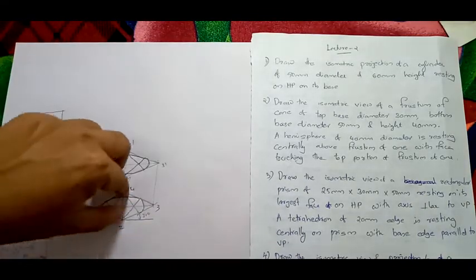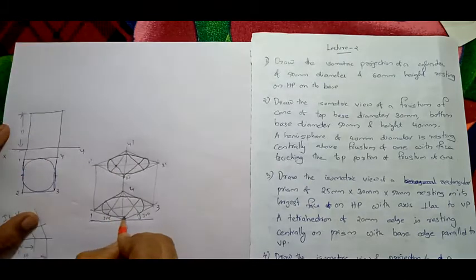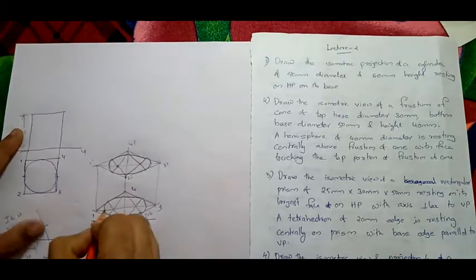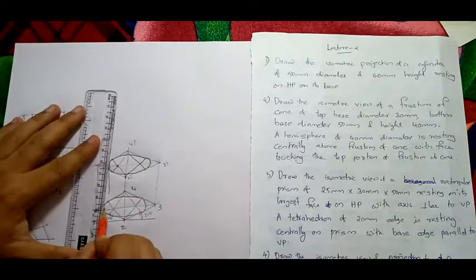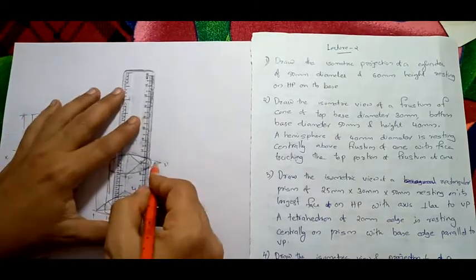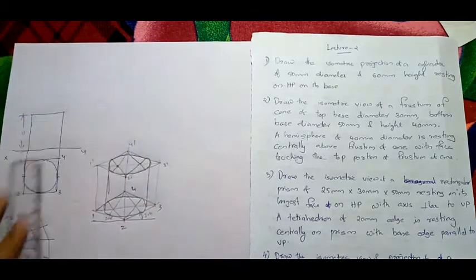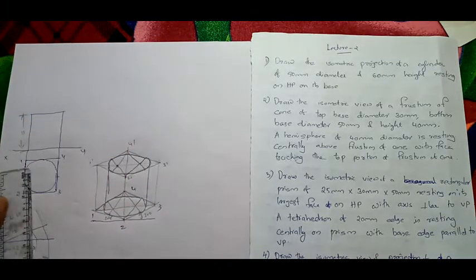Take this as center, draw an arc here and complete this. Now while joining, this will be your cylinder.